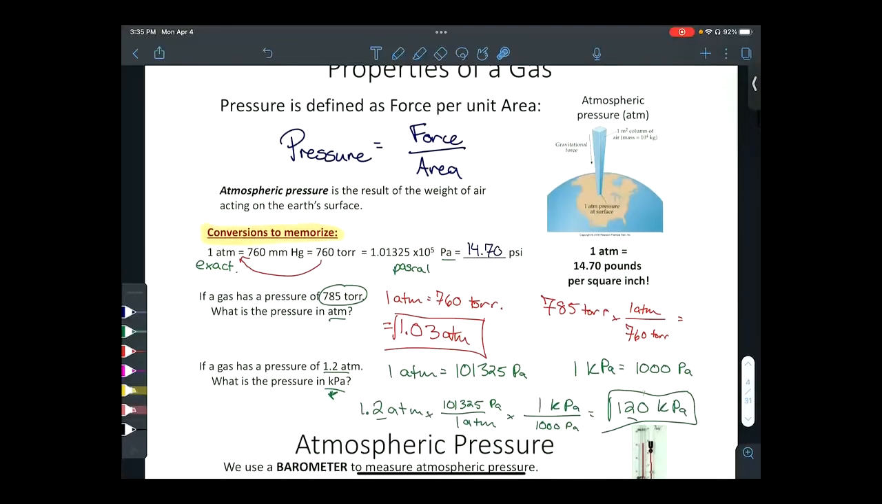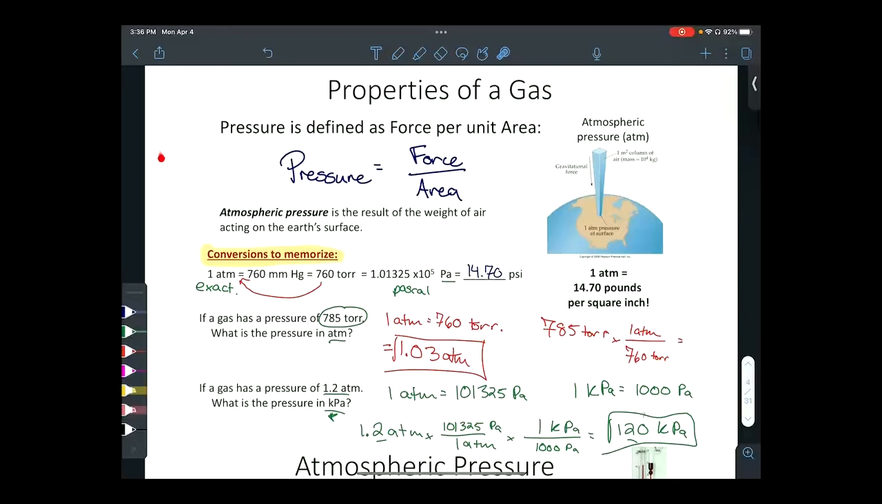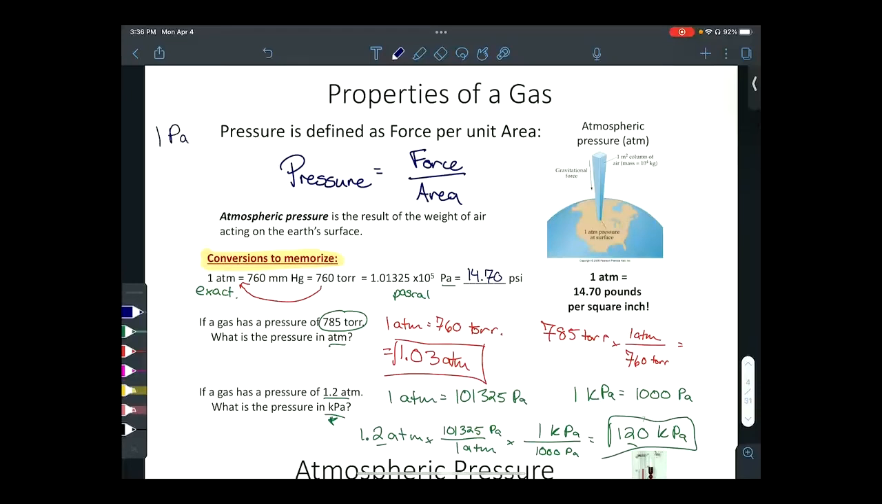All right, let me go back to this page. A Pascal is the SI unit for pressure, but oftentimes we don't see that unit too often. One Pascal equals a Newton per meter squared. See how a Newton is a force and a meter squared is an area? So 1 Pascal is a Newton per meter squared.